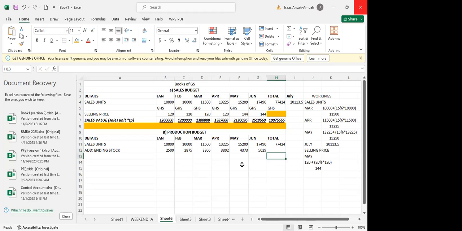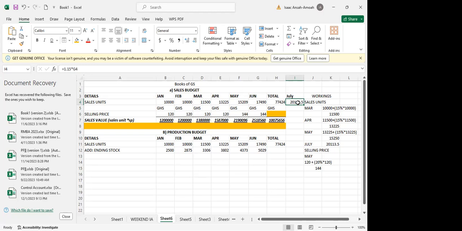I thought you said we're calculating 15% of 17490. So you have to really follow me. Yeah, I'm following. You said we are supposed to calculate 15% of the estimated sales unit for July. That's it. That's what I got, but because I saw this 5029 there, I got confused.